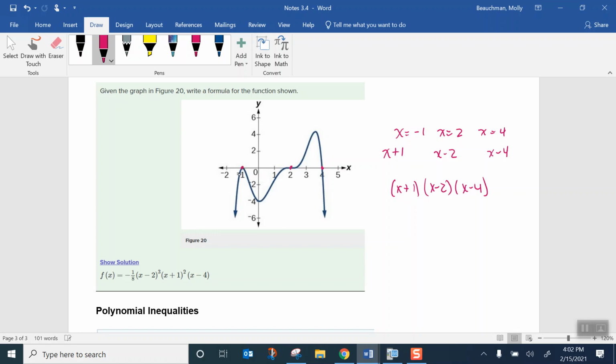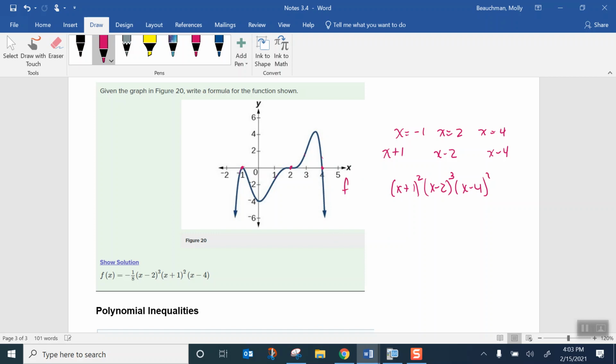So at the -1, the graph touches and goes back down. So that has to be even. The smallest even is squared. So x plus 1 squared has a multiplicity of 2. At 2, notice the graph crosses, but it also looks like x cubed as it crosses. So x minus 2 has a multiplicity of 3. At x equals 4, the graph goes straight through. It looks linear, so that's a multiplicity of 1.